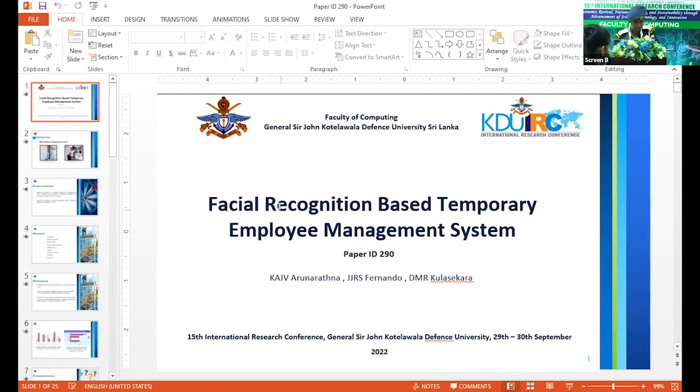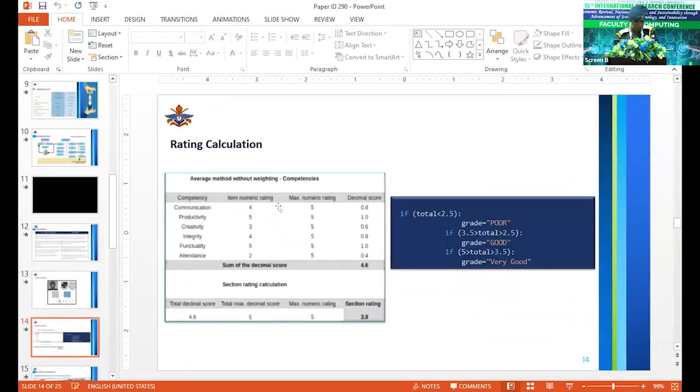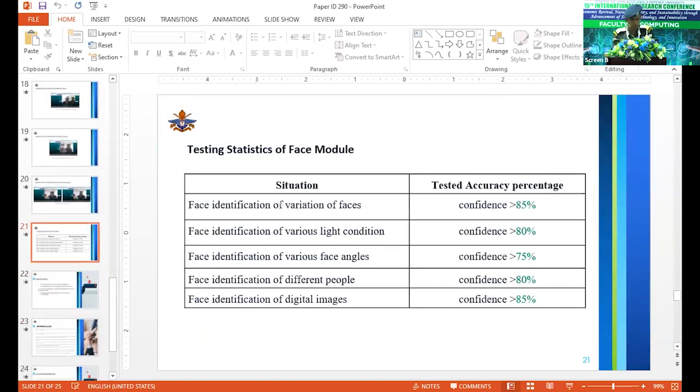I mentioned the testing statistics of the face module. I used the LBPH algorithm, and the confidence levels are shown on the screen, madam. Face identification of various faces is more than 80% confidence, various light conditions more than 80%, various face angles more than 75%, different people more than 80%, and digital images more than 85%, according to the formula of the Local Binary Pattern Histogram algorithm. The system can identify within a small time, like a demonstration.